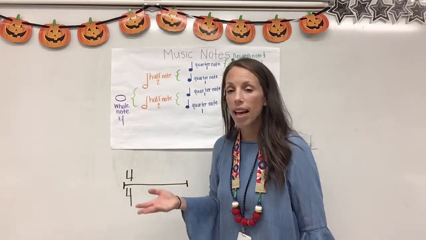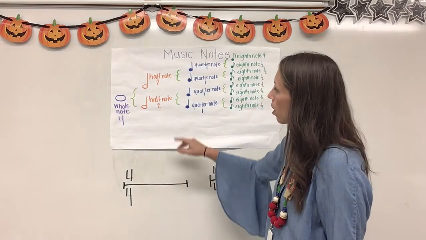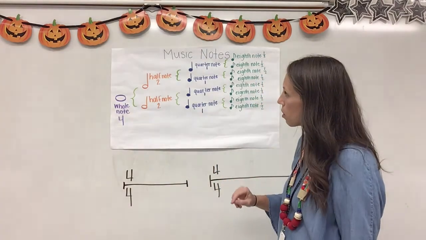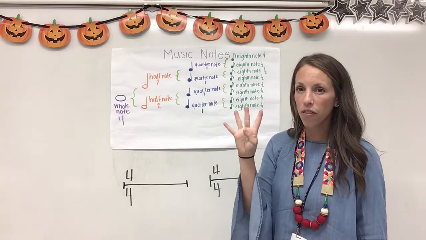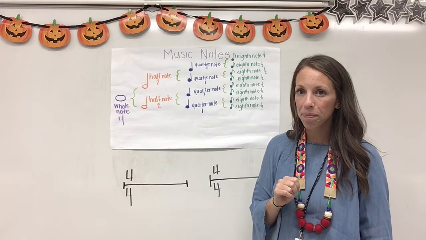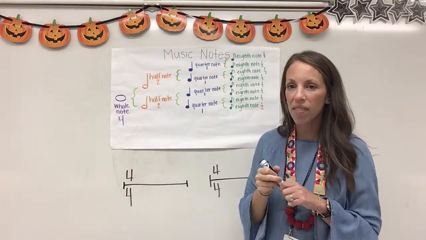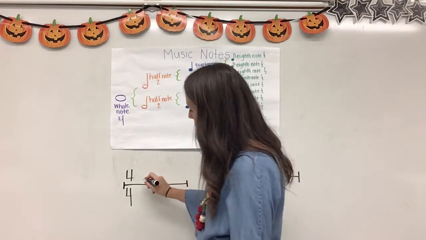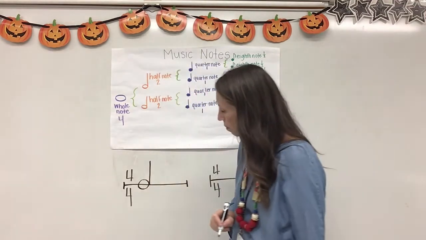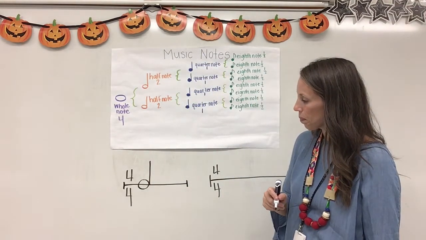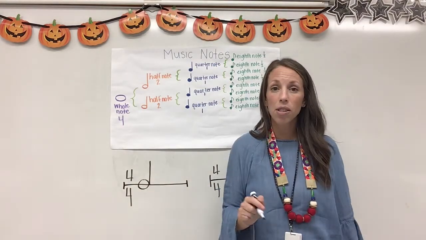So let's compose this first rhythm line. Using half notes and quarter notes, can we make a pattern of 4 beats? Let's start with 1 half note. So on your rhythm line, let's draw a half note. We know that a half note gets 2 beats.